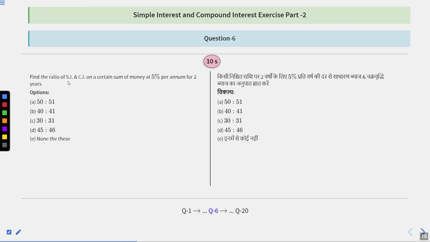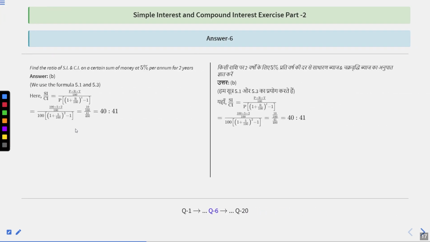Find the ratio of SI and CI on a certain sum of money at 5% per annum for 2 years. You have 5 options and 10 seconds to analyze the question. Your time starts now. Now time's up. Let's see the solution. Now the question asks for the ratio of SI and CI. Clear? At the rate of 5% per annum for 2 years.